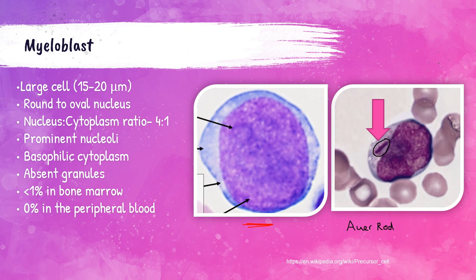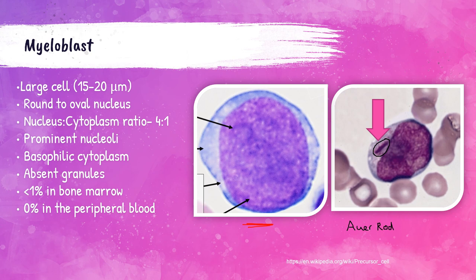So if you see Auer rods, you want to note it in the patient's differential, and these would be classified as myeloblasts, but not all myeloblasts have Auer rods, okay? So you would just want to say blasts and then Auer rods present. Right? So that is the only stipulation of why you would be able to identify it as a myeloblast. But you cannot determine just by looking at it without that Auer rod whether or not it's a myeloblast or a lymphoblast.